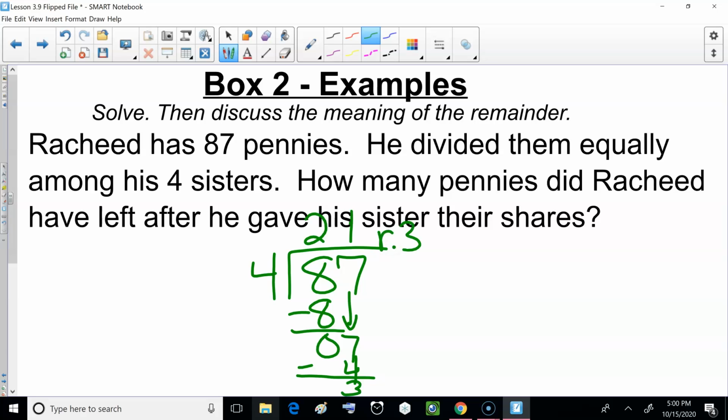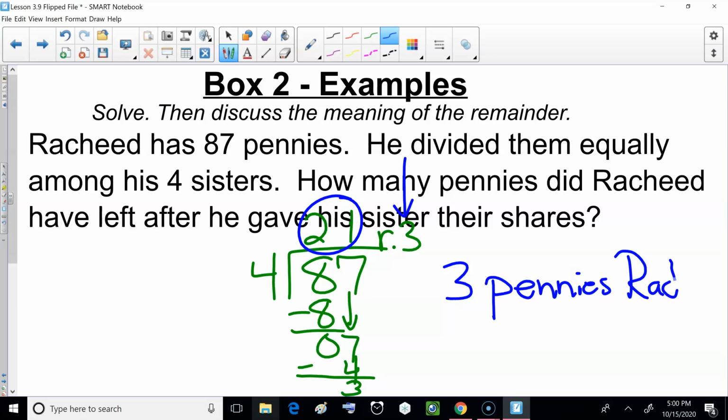So now we have the math. We look at the question. How many pennies does Rashid have left after he gave his sisters their share? Well, each sister is going to get this many pennies, which means he's going to have the leftover, which would mean the remainder here is my answer. So to answer the question, how many pennies did Rashid have left after he gave his sisters their pennies, would be 3 pennies Rashid has left. There we go. So you can pause the video right now as another example of how a remainder could be the answer to the problem.